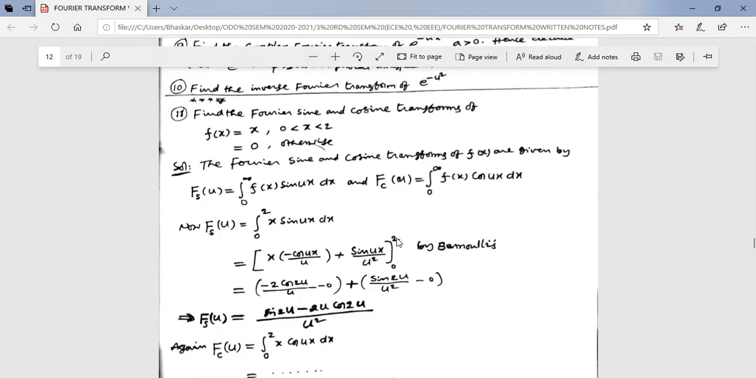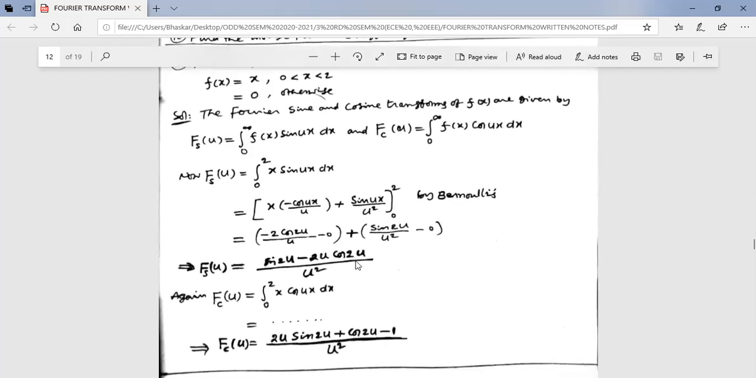Now you substitute the limits. For x equal to 2, the first term is minus 2 cos 2u by u, and at the lower limit it becomes 0, plus sine 2u by u square minus 0. Now you get sine 2u minus 2u cos 2u by u square. This is for your sine transform.